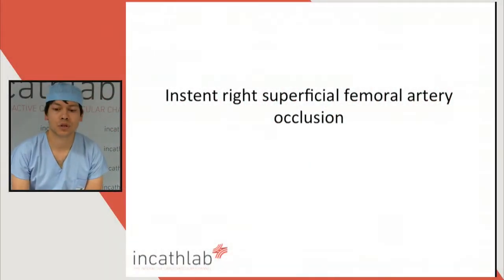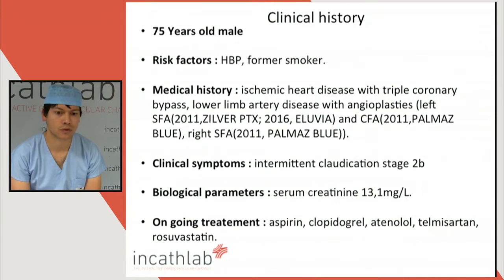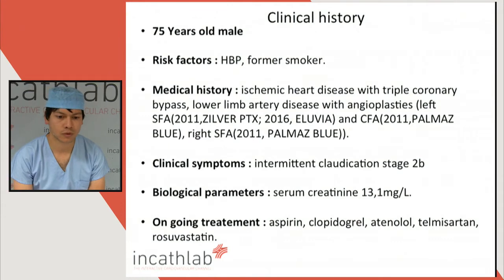Instant right superficial femoral artery occlusion. This is a case of a 75-year-old male with hypertension who is a former smoker. In his medical history, we can find ischemic heart disease with triple coronary bypass, and lower limb artery disease with angioplasties on the left SFA and the CFA, and on the right SFA.